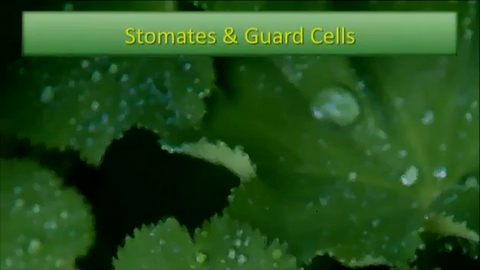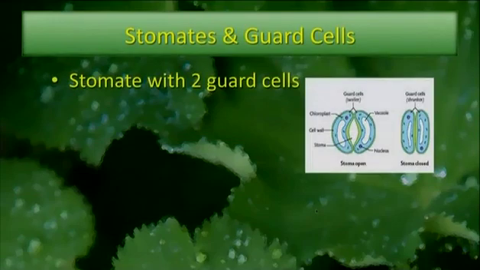Now, stomates and guard cells. A stomate has two guard cells, what we were talking about a little bit earlier. They're these sausage-shaped cells, sort of like water balloons, joined at the ends. The stomate is open when turgor pressure is high, when you have a lot of water in the guard cells. When turgor pressure is low, the stomate closes.